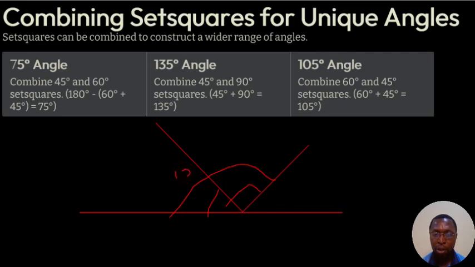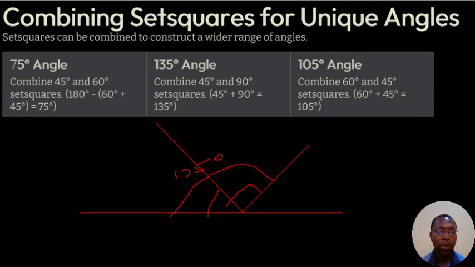So the process is very simple. The two angles summed together give us 135 degrees. All right, so that's how to construct some unique angles by combining set squares.